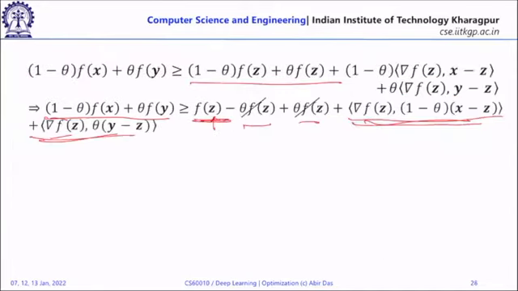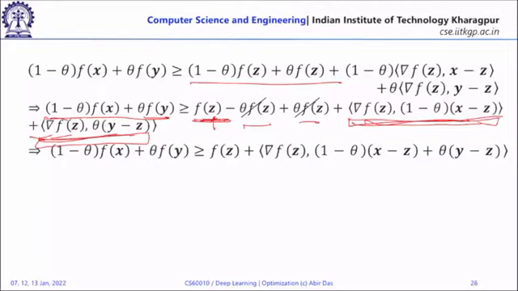So this is telling you where we wanted to reach. 1 minus theta times f(x) plus theta times f(y) is greater than or equal to f of (1 minus theta times x plus theta y). So we now see the strategy to take: we need to show that this part is 0. So let us go ahead. How can we show that?